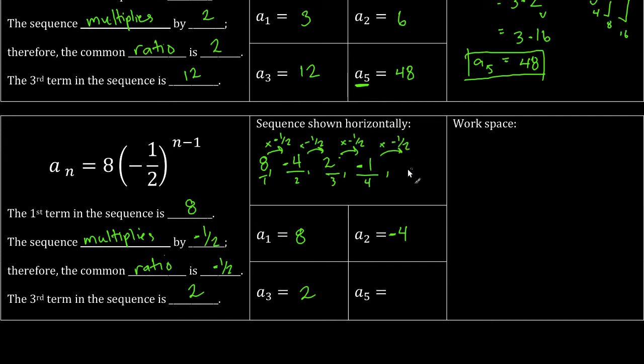Let's multiply by negative half. A negative times a negative is a positive. 1 times half, 1 times anything is the same thing, so half. You could also put 0.5 if you prefer. So negative 1/2. Let's prove it again. So a sub n equals 8 times negative half to the n minus 1 power.